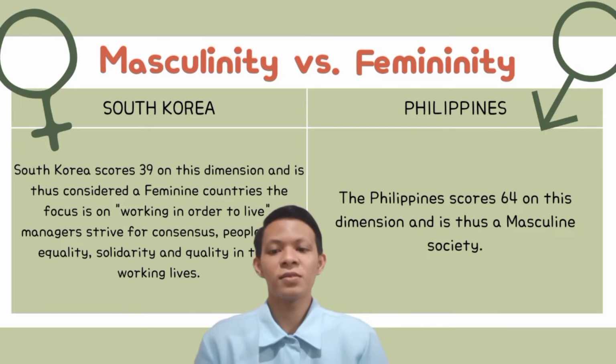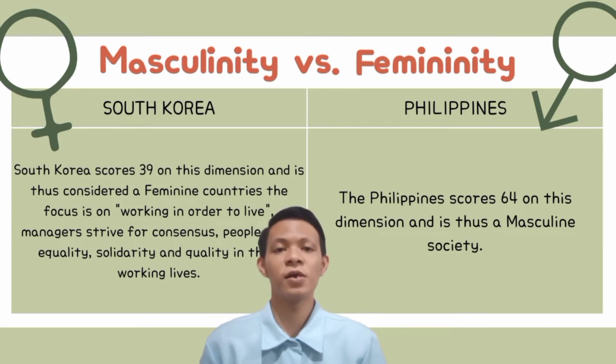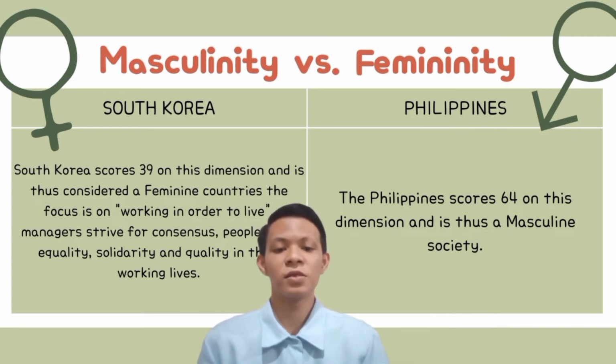In South Korea scored 39 on these dimensions and is thus considered a feminine society. In feminine countries that focus on working in order to live, na ibig sabihin ay nagtatrabaho sila para mabuhay. Managers strive for consensus. People value equality, solidarity, and quality in the working lives. Conflicts are resolved by compromise and negotiations.